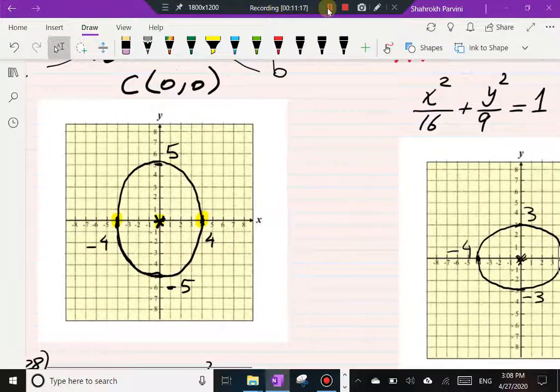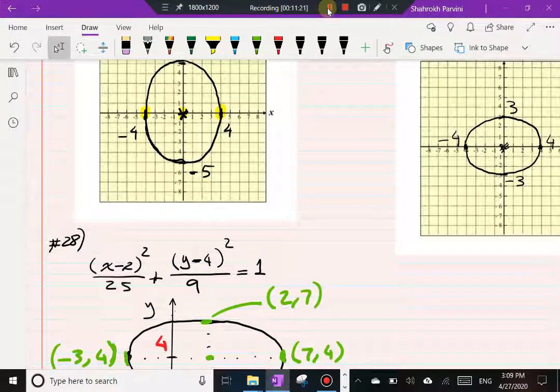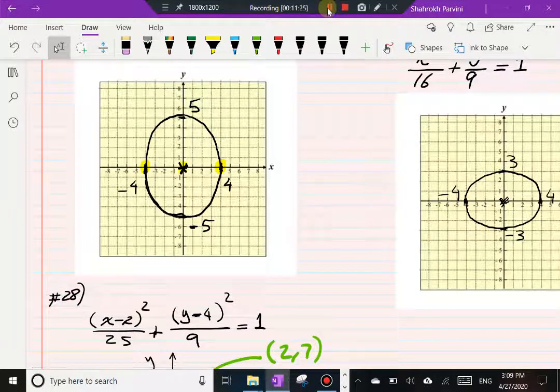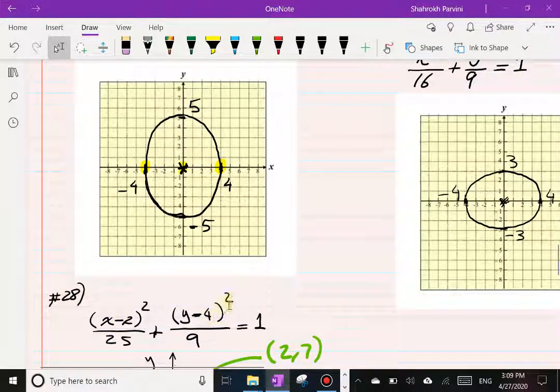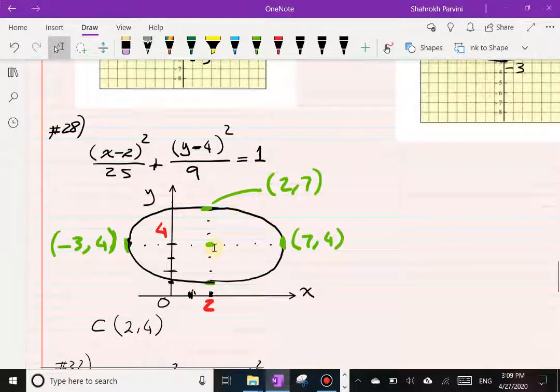Now, let's take a look at another exercise. This one is exercise number 28. In exercise number 28, we're actually given the HK form here. The HK form is x minus 2 squared, y minus 4 squared. So h, remember, h is opposite of what you see in here. Opposite of negative 2 is 2. Opposite of negative 4 is 4. So h is actually going to be 2 and k 4. So the center of this ellipse is at 2, 4. So here's 2, 4.